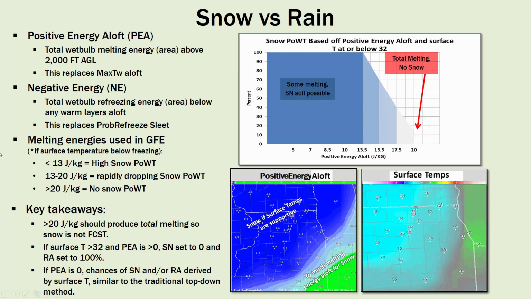If you have no positive energy aloft, but your surface temperatures are in the 35 to 37 realm, you're going to get a rain-snow outcome, and this is similar to the traditional top-down method. So your surface temperatures will be important in these cases where there's no positive energy aloft. It will dictate where your rain and snow outcome will be.